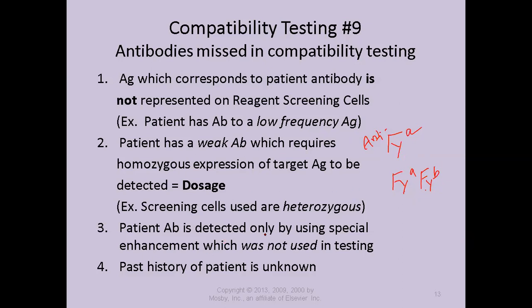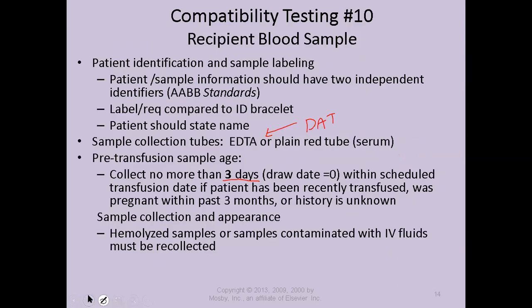The patient antibody is detected only by using a special enhancement, which we did not use in testing. Maybe we use LISS as our potentiator, and the patient's antibody is so weak it needs PEG, and we didn't use PEG. Or we have an unknown history of the patient. So any of those could contribute to missing some antibodies in compatibility testing.